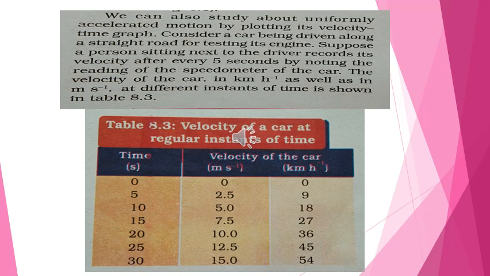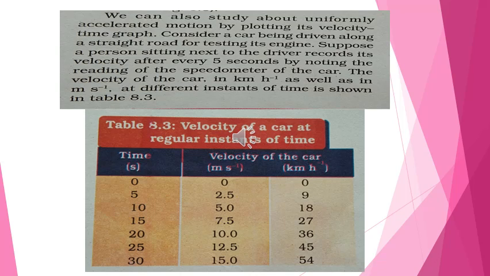We can also study uniformly accelerated motion by plotting its velocity time graph. Consider a car being driven along a straight road for testing its engine. Suppose a person sitting next to the driver records the velocity after every 5 seconds by noting the reading of the speedometer of the car. The velocity of the car in km per hour as well as in meter per second at different instants of time is shown in the figure.